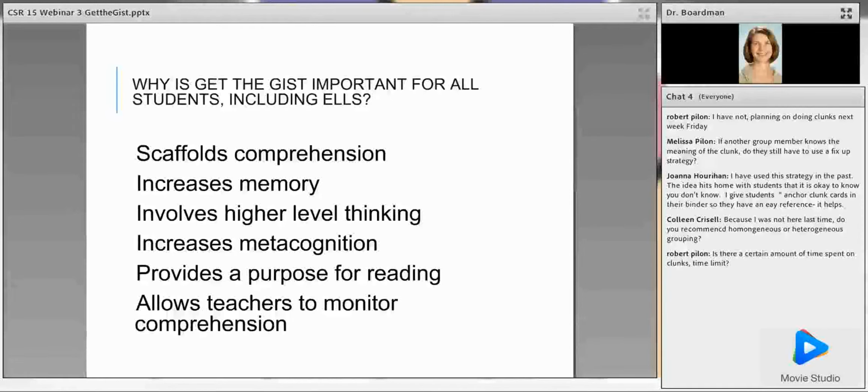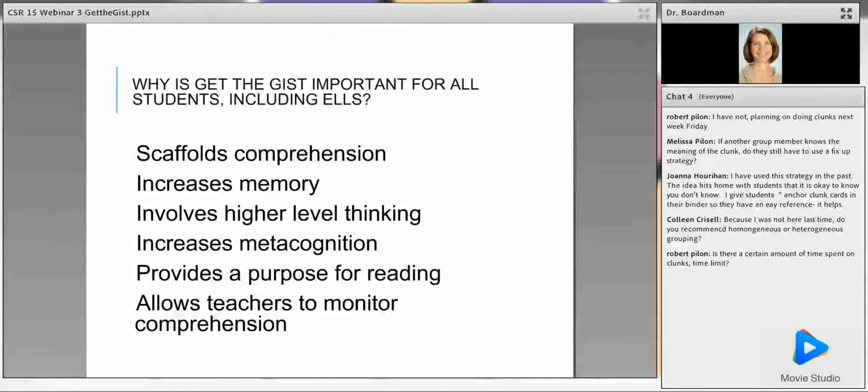And of course, it allows teachers to monitor comprehension. So as you're listening to these conversations in your classroom and you're looking at students' gists, you start to have a sense for who is understanding and who is still confused about what the text is trying to say.